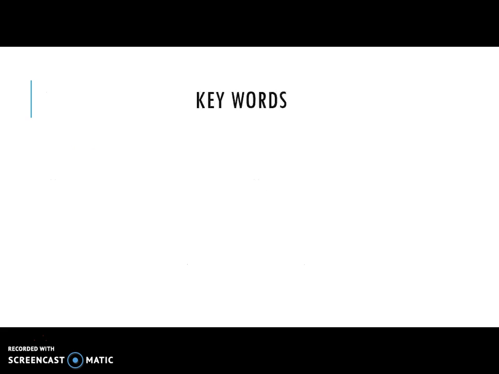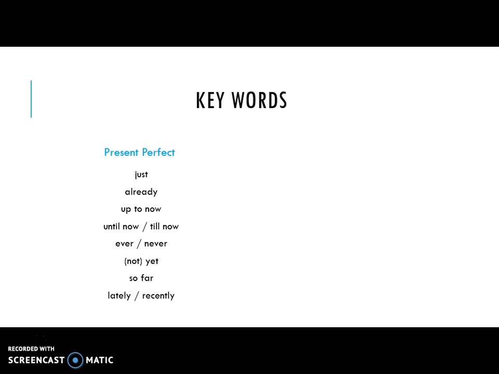I taught past simple. So what are some key words we often use with present perfect versus past simple? For present perfect, we use just, already, up to now, until now, or till now, ever or never, not yet or yet, so far, lately and recently. With past simple, we use yesterday, ago, in 1990, or in a specific year, the other day, last month, last year, last week, last Tuesday, last Saturday, last January, last September.